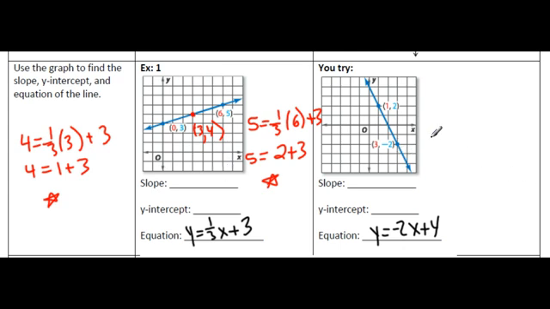One more to show you. Here my y-coordinate is negative 2 equals negative 2 times the x-coordinate, which is 3, and then plus 4. Negative 2 equals negative 6 plus 4. Yes, that does equal negative 2. That's a true statement. So you can always make sure your equations are correct by finding points on the line, substituting them into your equations, and making sure they are true.